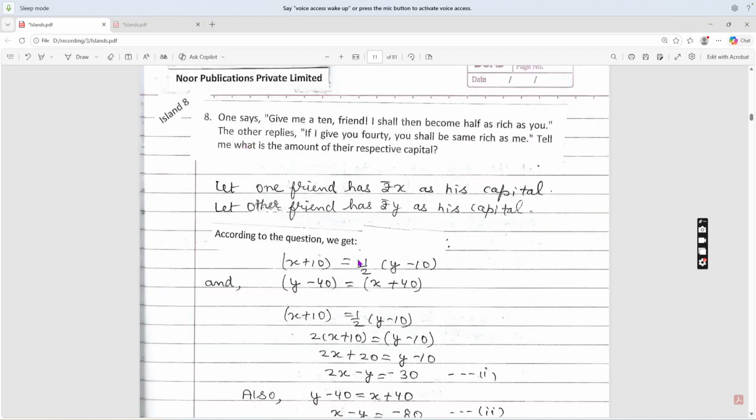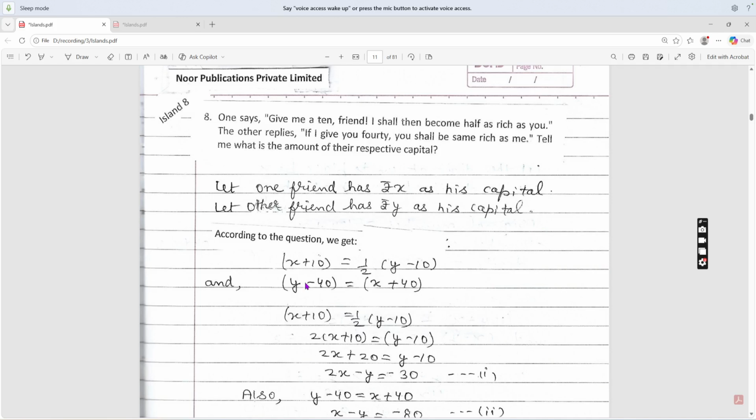Okay, next we are going to see, it is also the same thing. Once gain, another sacrifice. This time x gains by 10 and y sacrifices by 10. Here x gains by 40, y sacrifices by 40. Here the number must be the same, one with the plus sign, one with the minus sign, one with the minus sign, one with the plus sign.